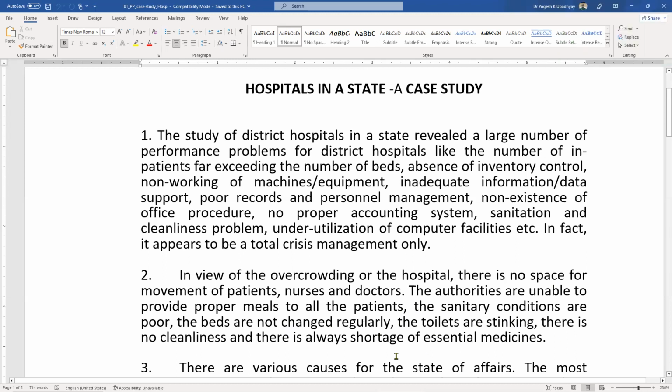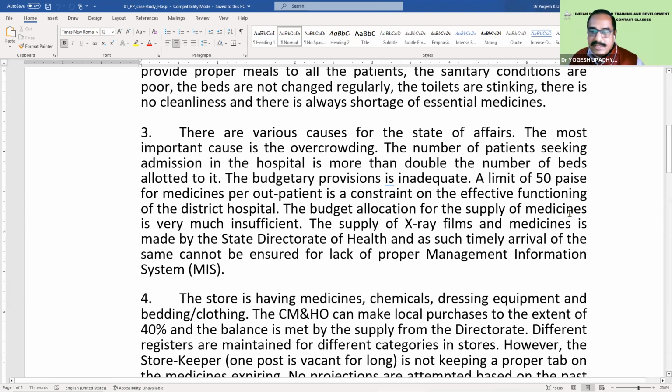In view of the overcrowding of the hospital, there is no space for movement of patients, nurses or doctors. The authorities are unable to provide proper meals to all the patients. The sanitary conditions are poor. The beds are not changed regularly. The toilets are stinking. There is no cleanliness and there is always a shortage of essential medicines.